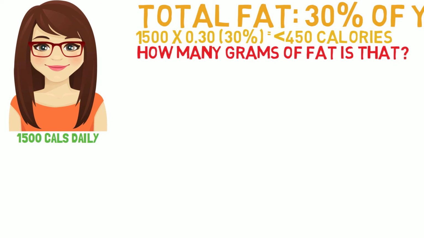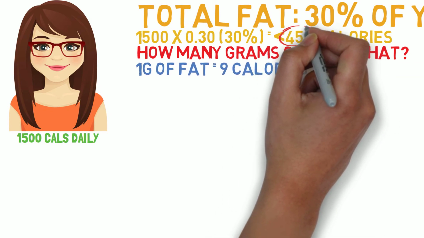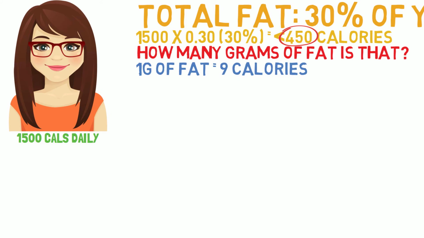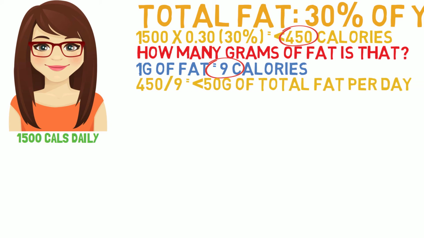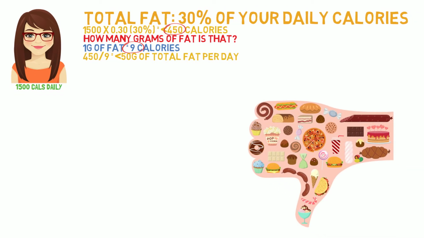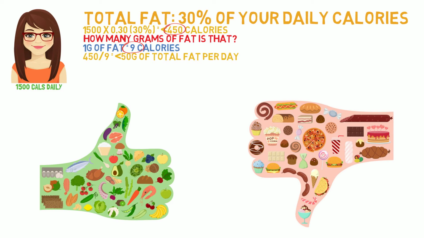And how many grams of fat is that, I hear you asking? Well, since 1 gram of fat is 9 calories, she will take the advised 450 calories worth of fat daily, divide it by 9, and it will show us the grams of fat she should consume each day, which is 50 grams. And obviously, guys, we do not want 50 grams of bad fat. Instead, we want to incorporate as much good fats in that 50 grams as possible.